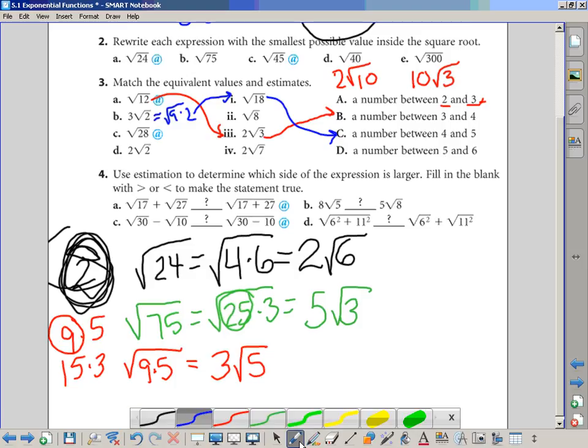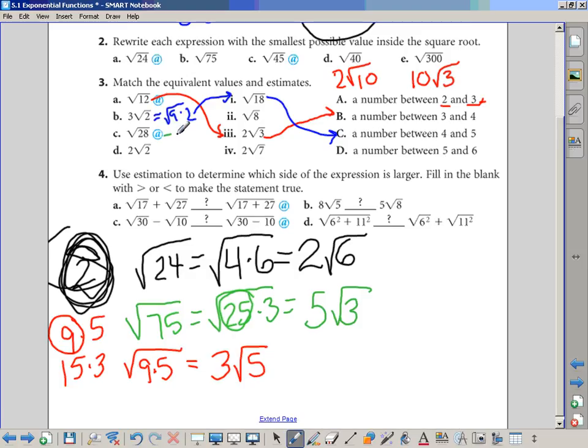Next, we have the square root of 28. 28 can break up into 4 times 7. The square root of 4 is 2, and the square root of 7 is stuck. The square root of 28 is going to be a little bit larger than the square root of 25, so I think it's somewhere between 5 and 6. So I think we match up on the bottom here. C matches 4, matches D.